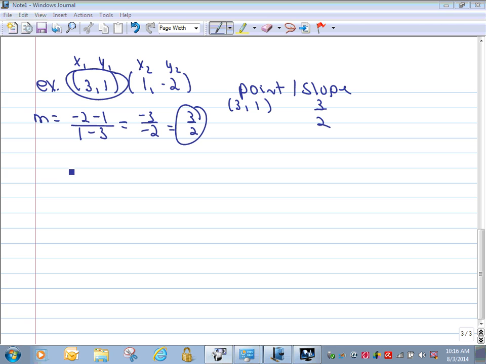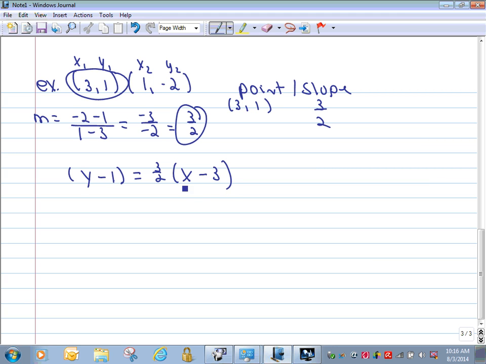So we're going to go y minus our y value, which is 1, equals our slope times our x value, so times x minus our x value of 3. Okay, there is our point slope form. If we want to switch to either y-intercept or standard form, we are going to do one thing.